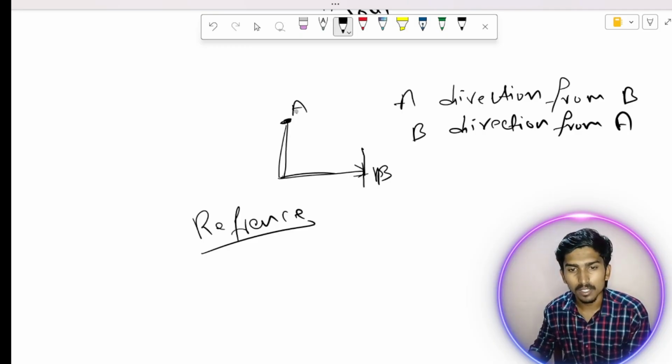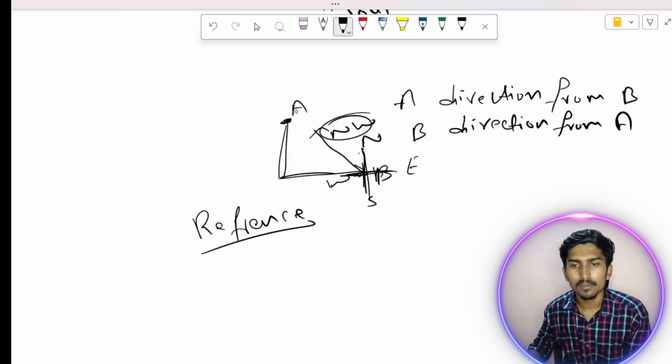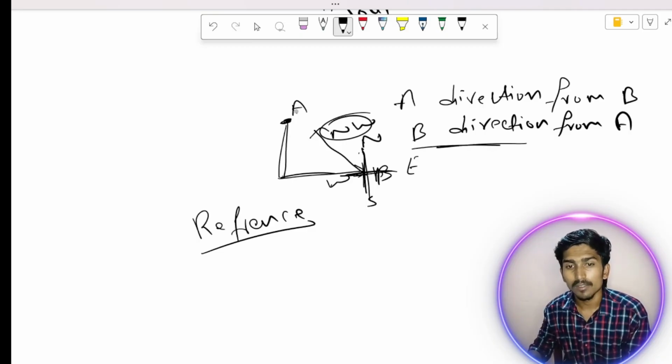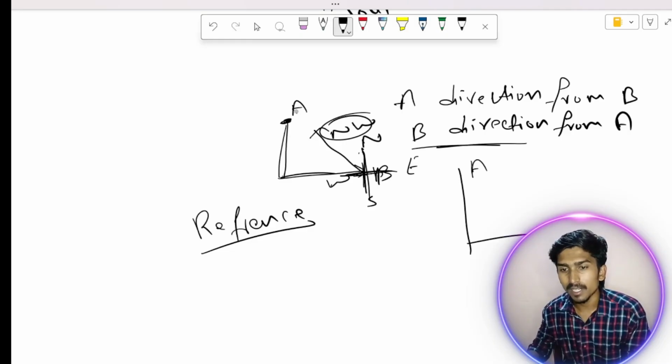That means here you should make the plus symbol. From B, what is the direction of A? This is north, this is east, this is south, this is west. That means between north and west, northwest. Northwest is the direction. Simple. For example, if they ask the direction of B from A, what should you do? You should make the diagram again. They're asking the direction of B from A. This is the reference point. From A, what is the direction? See, this is the east.